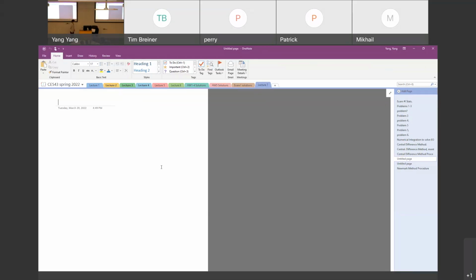In your project, you are required to produce the response spectrum for any given earthquake record. So those are the objectives for tonight. First, let's talk about another type of method, the Newmark method.